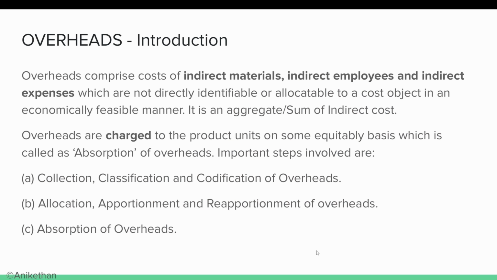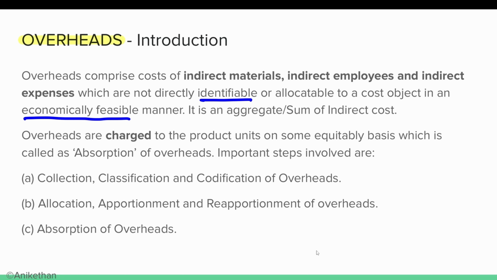Overhead means all indirect costs. So that is the basic understanding of overheads. It comprises the cost of indirect material, employees and expenses which are not directly identifiable or allocated to a cost object in an economically feasible manner. That means if you have to trace the cost to a particular material or employee, you will have to spend some resources. It is not economically feasible. It's an aggregate or sum of all indirect costs.